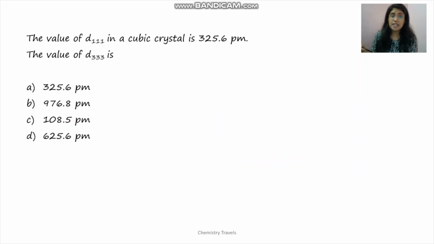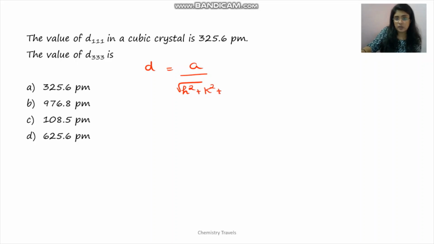In the next question, they've given the value of the d111 plane in a cubic crystal to be 325.6 picometer, and they've asked for the value of the d333 plane. In this question, we can do it in two ways. There is a long method and a short method. Let me tell you the long method first, which is the actual Bragg equation method. Here we know that d is given by a divided by root of h square plus k square plus l square.